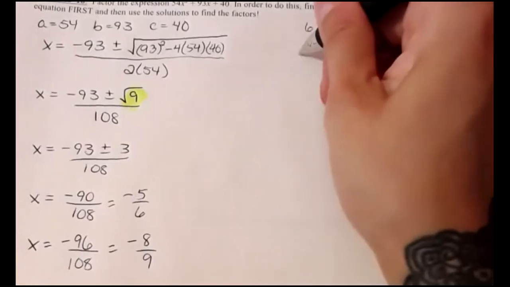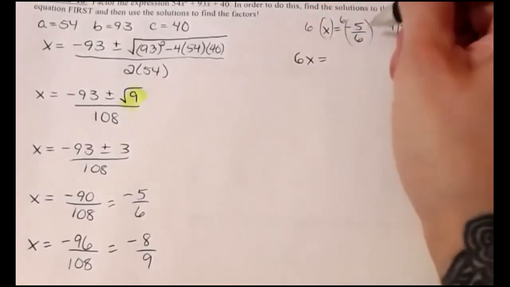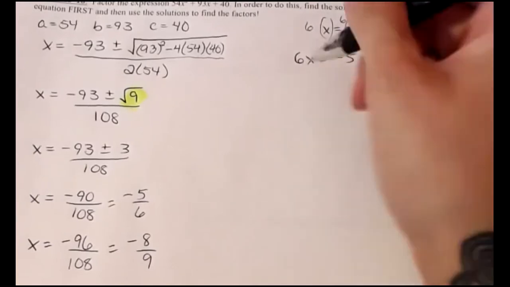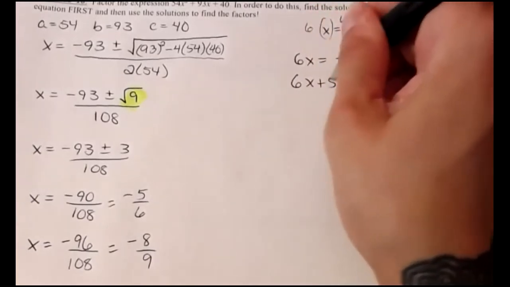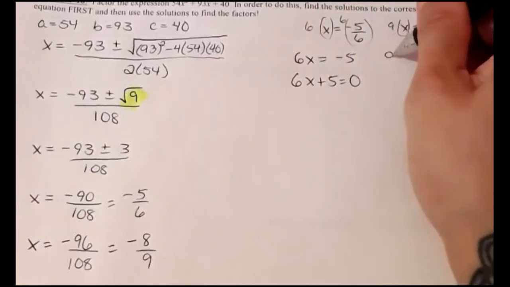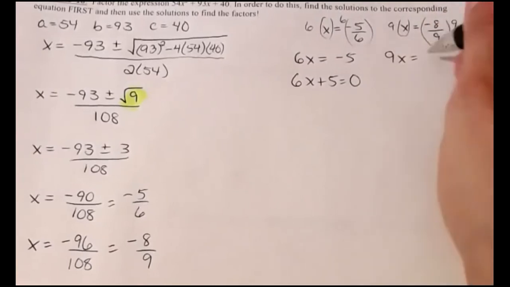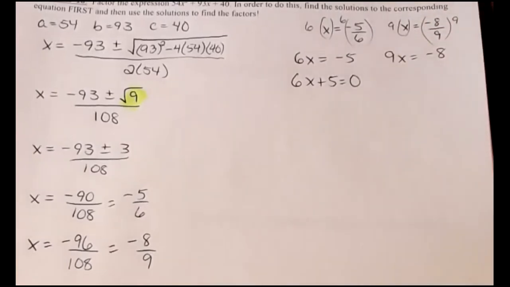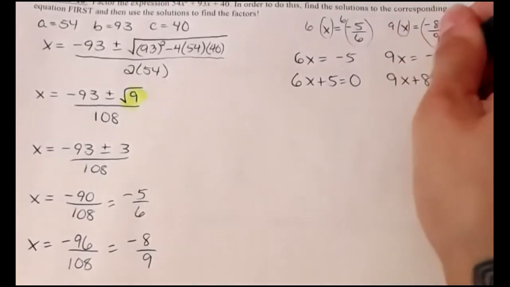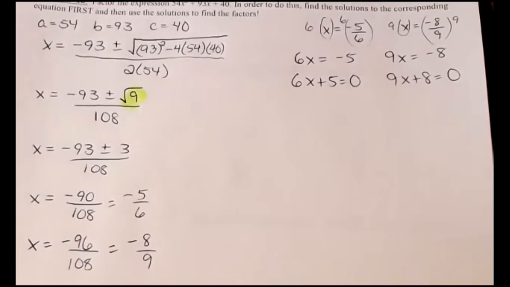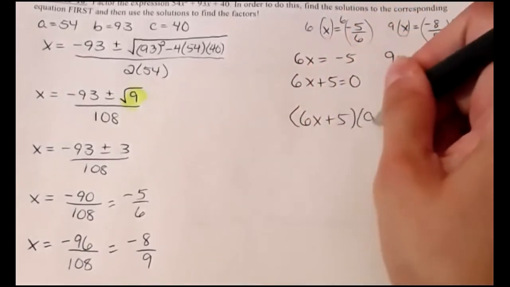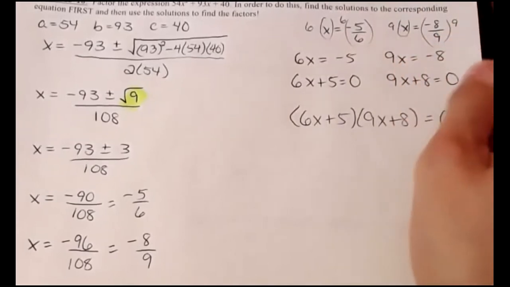So that leaves us with 6x is equal to, notice the 6's cancel, -5. And then I want to bring that 5 over. So 6x plus 5 is equal to 0. With the second equation, we have 9x is equal to, notice the 9's will cancel, so it's equal to -8. And then, of course, we want to bring that -8 over by adding it. So we have 9x plus 8 is equal to 0. And just like that, I have found the factored form of our original equation.